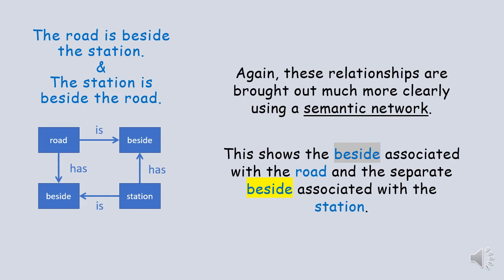Again, these relationships are brought out much more clearly using a semantic network. The semantic network to the left shows the beside associated with the road and the separate beside associated with the station. They're represented by different nodes on the semantic network.